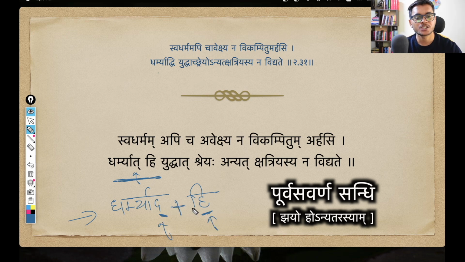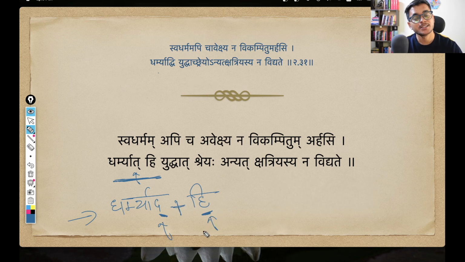Due to this Purva Savarna sandhi, this hakara changes into the fourth consonant of its predecessor varna. So ta varga's consonants are ta, tha, da, dha. So this hi basically becomes dhi, because ha changes into dha. And finally, you add these two, dharmyaddhi. So this is what you get here as the sandhi pada, dharmyaddhi. I hope this is also clear.